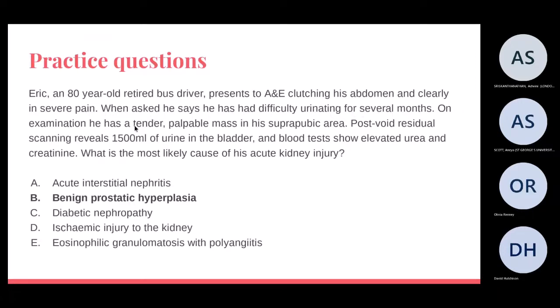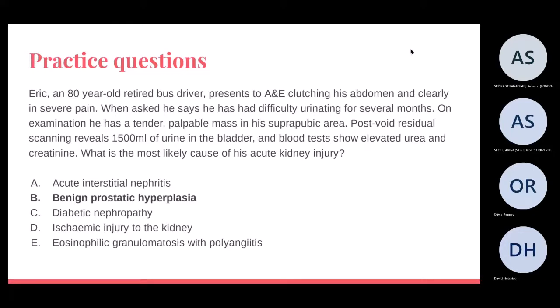On examination, he's got a tender mass in his suprapubic area. Suprapubic area is basically your bladder, as far as you're concerned. So that is what is there. If there's a tender mass there and someone hasn't urinated in a while, maybe they've got a backup of urine and it's sitting in their bladder and it's making them quite uncomfortable.